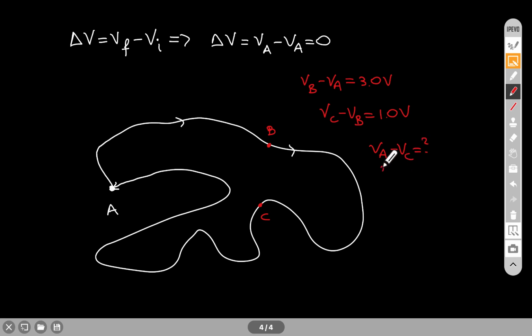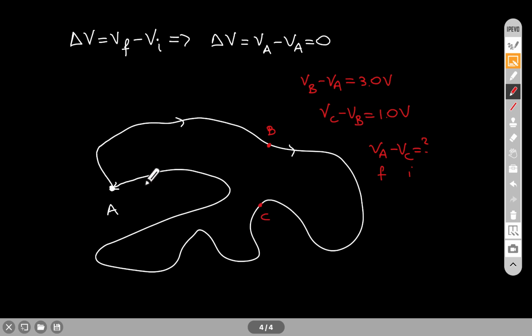VA minus VC means that A is your final and C is your initial. So, from A to B, I increase my potential by 3 volts. From B to C, I'm increasing the potential by 1 volt. So far I have increased the potential by 4 volts. And if C is the initial and A is the final, and I want to know VA minus VC, well, I know I am doing a closed loop here. I'm arriving back at the same point. Plus 3 plus 1 equals 4. So far I have plus 4.